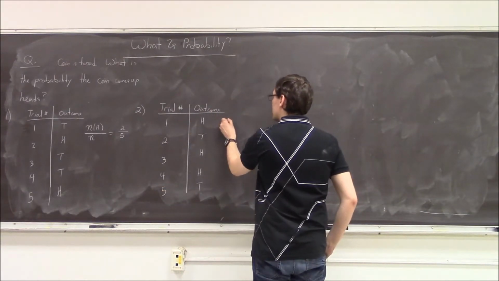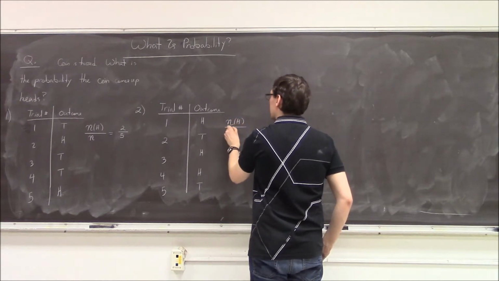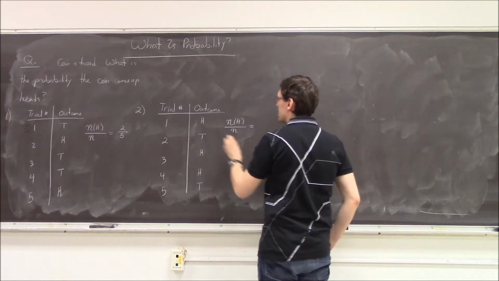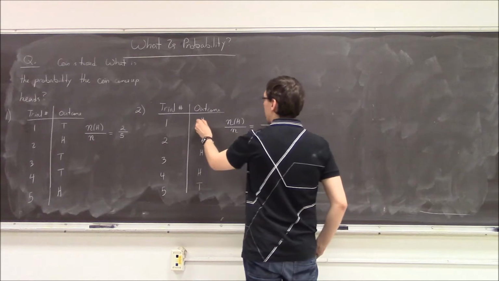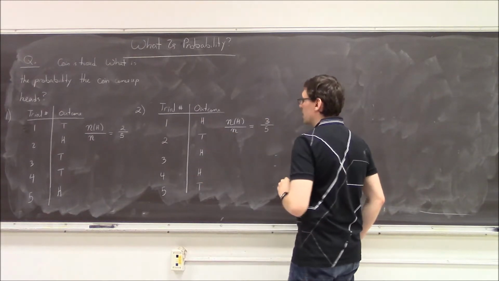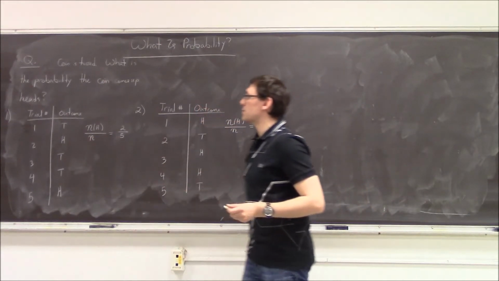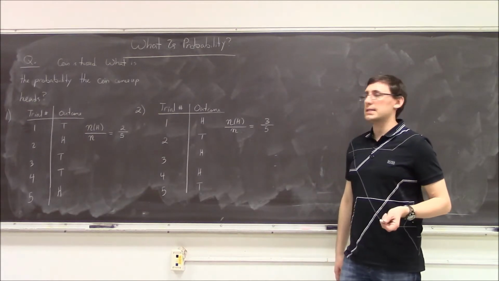So in this experiment, the number of heads divided by the total number was, on the denominator it is 5. So we have 1, 2, 3. This time we got 3/5. You can see that the results of first experiment do not agree with the result of the second experiment.